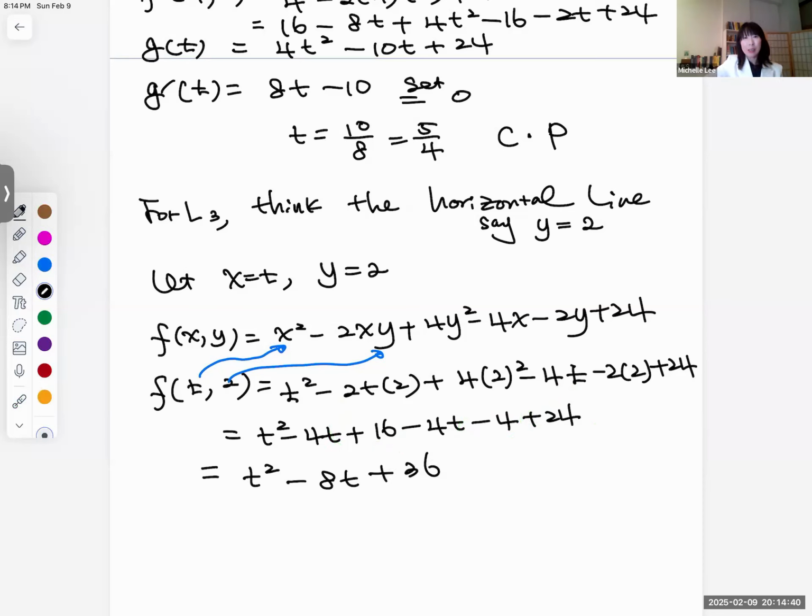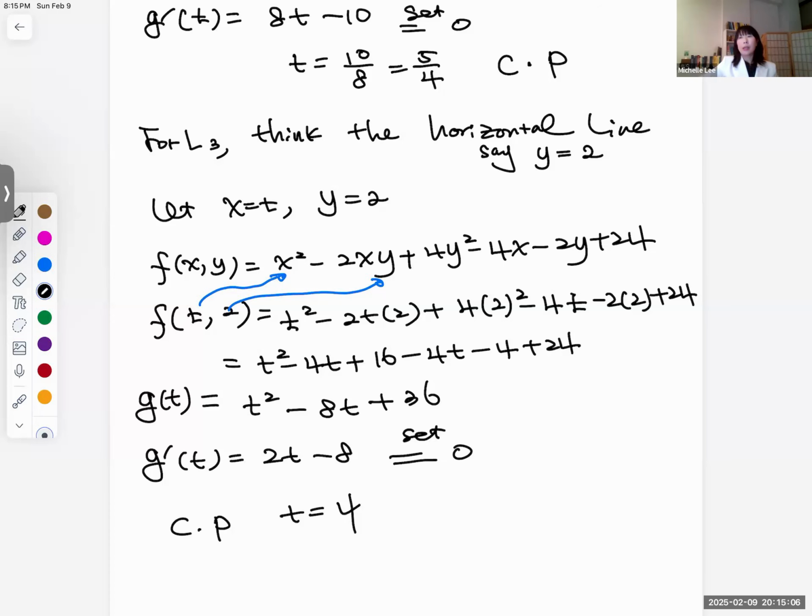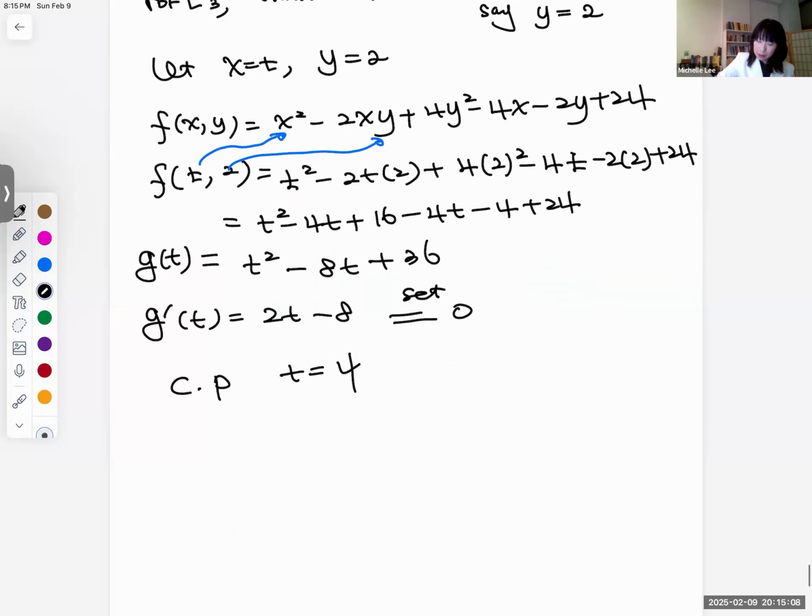Okay, let's say that this is g of t. Then we want to find the critical point. That is g prime of t equals 2t minus 8, set equal to 0. So the critical point: t equals what? t equals 4. Okay, now almost done.